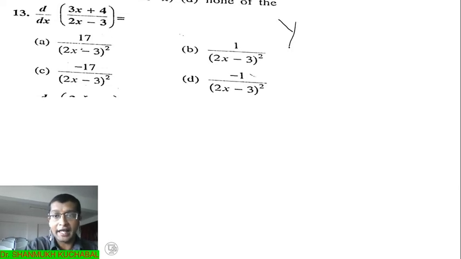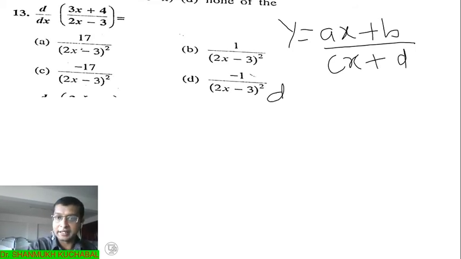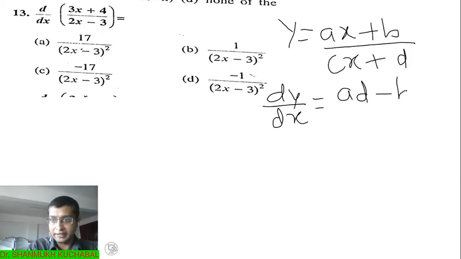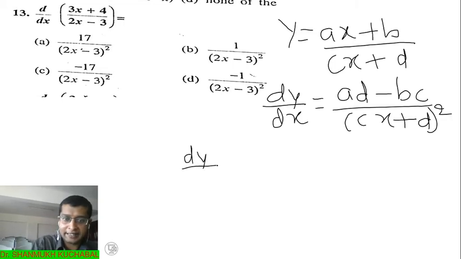If you have an expression like y equal to (ax plus b) whole divided by (cx plus d), then dy by dx is given by the expression: dy by dx equal to (AD minus BC) whole divided by (cx plus d) whole square, that is the denominator square. So using this trick we can write dy by dx directly.